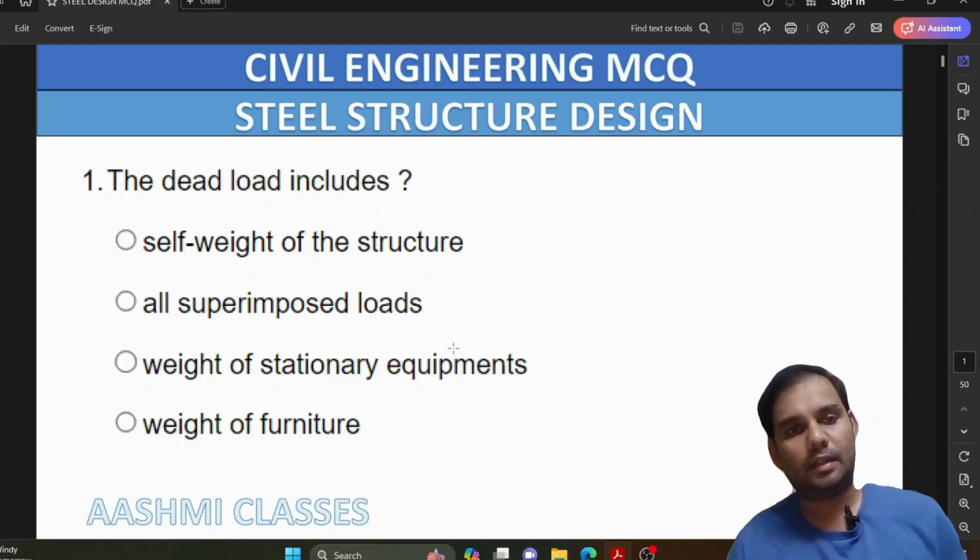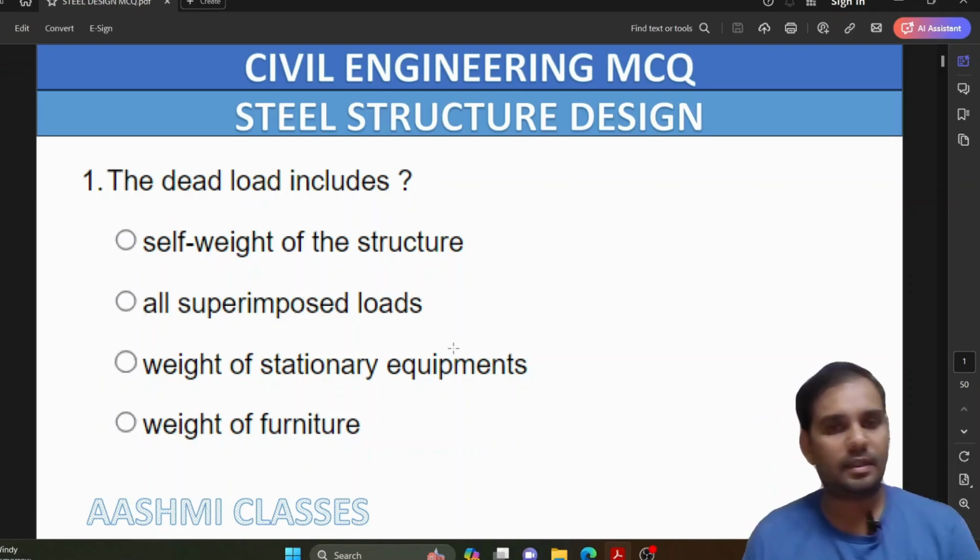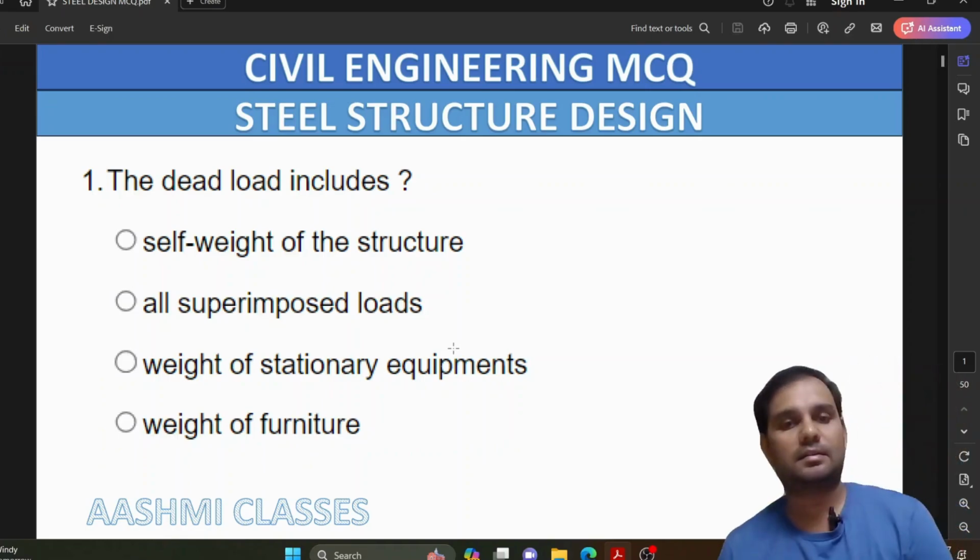So our today's topic of discussion of MCQ is steel structure design. So we have been continuing this series from highway engineering, then we had surveying, then we had irrigation engineering. So today we are having steel structure design.